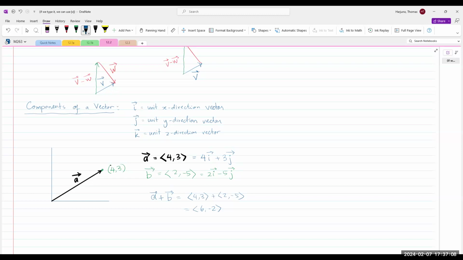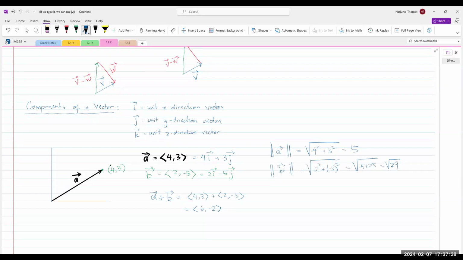Now the magnitude of factor A, denoted this way, you remember, is basically the Pythagorean theorem applied to it. The square root of 4 squared plus 3 squared, that equals 5. The magnitude of factor B is the square root of 2 squared plus negative 5 squared. That is the square root of 4 plus 25, the square root of 29.